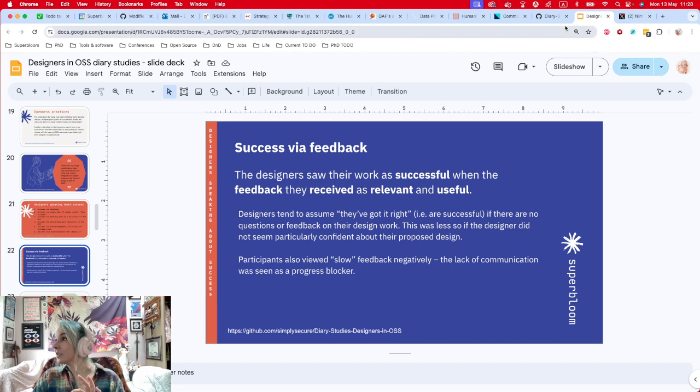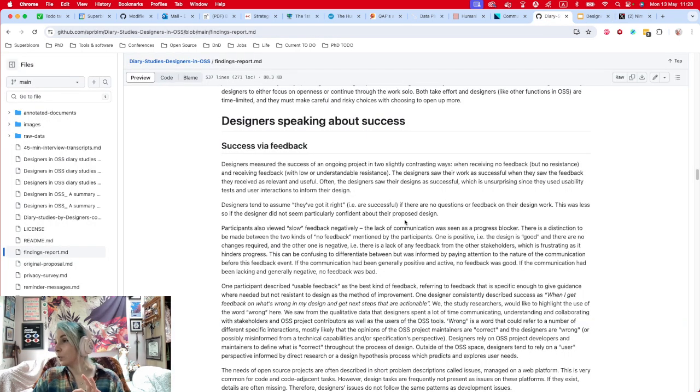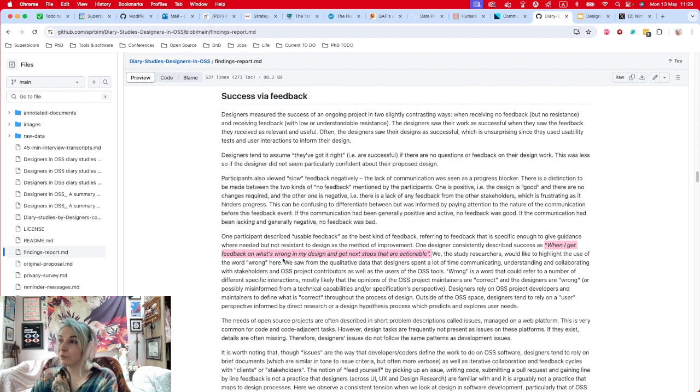But for the relevant and useful, I think the example that I can use for this one should be here. So, when I get feedback on what's wrong in my design and the next steps are actionable. Wrong is a relative term, but there can be things that are wrong or varying levels of wrong within design or appropriate. So wrong is a word that can refer to a number of different interactions.